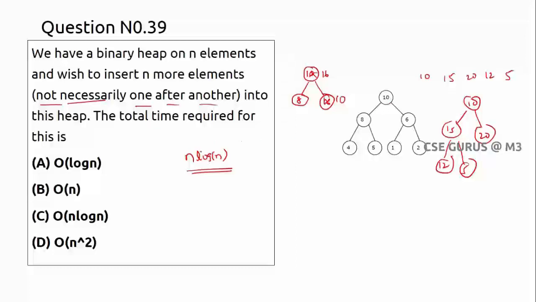In general, in heap sort or constructing the heap, you will follow this: each element you first insert, then check the property, then go to the next element. But here it is not necessary. First you need to get all the elements, then you have to check for operations. Now what is the complexity it is asking?